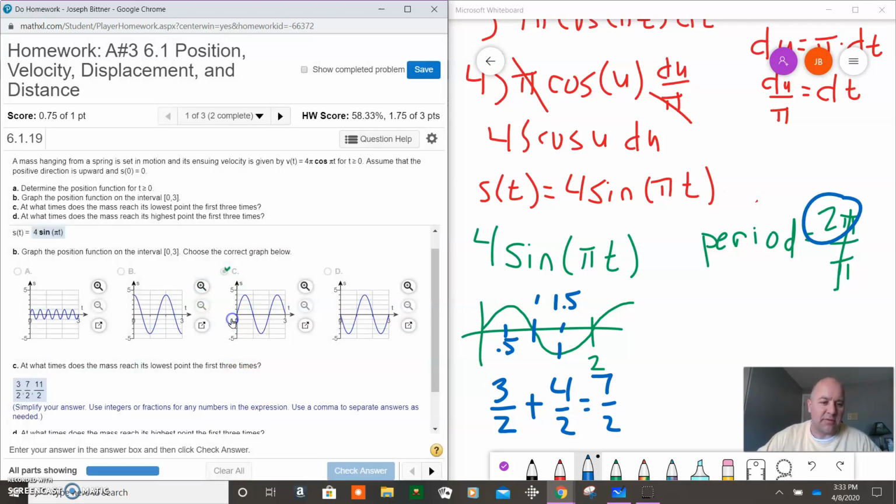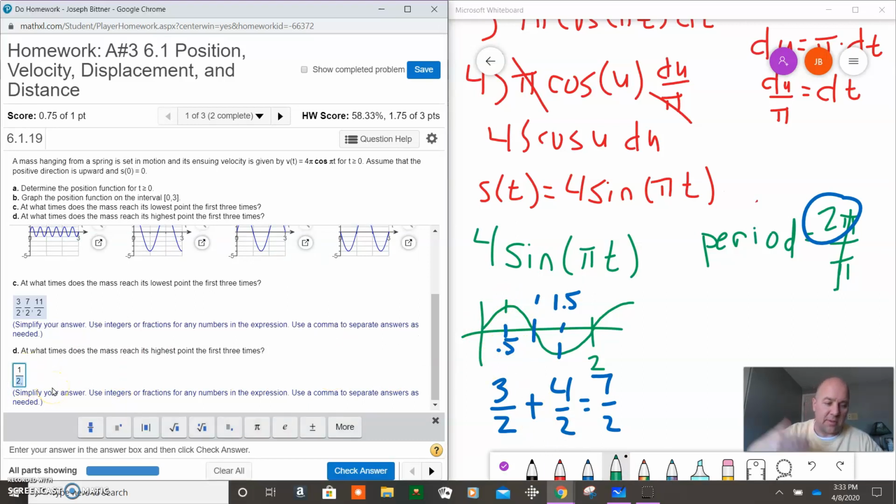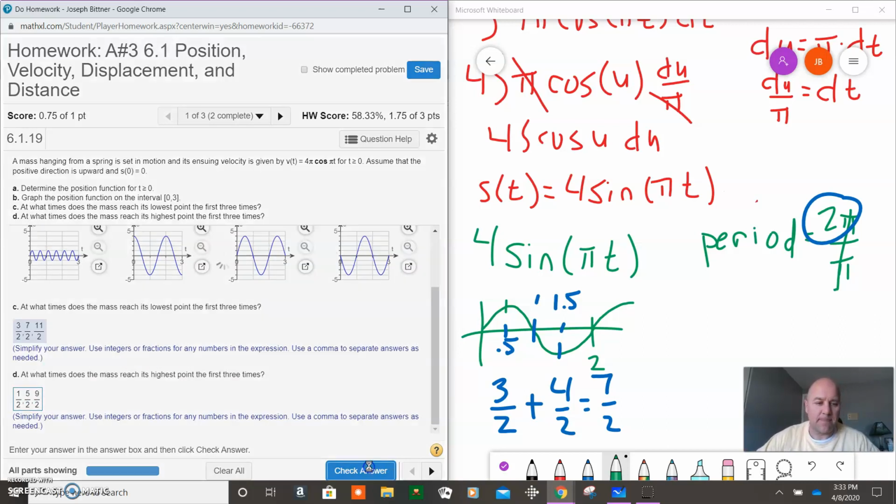And really part D is the same question, but they want to know what the high points are. Well, the first high point there, as you can see, is at 0.5, which is 1/2. So let me put that in there. And then what would be the next one? The next one, just add 4 halves again, or 4 over 2, which would be 5 halves. And then just add 4 again. Oh, let me fix that. And that should give you all the solutions there.